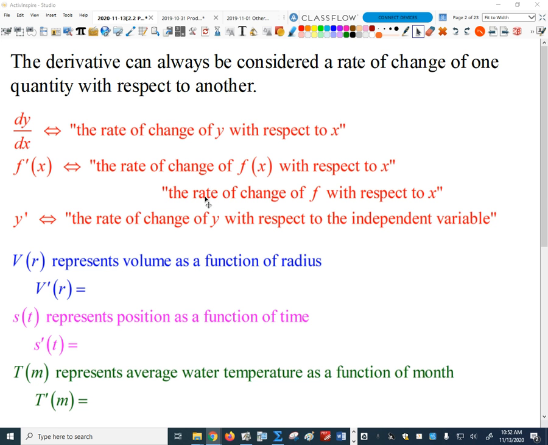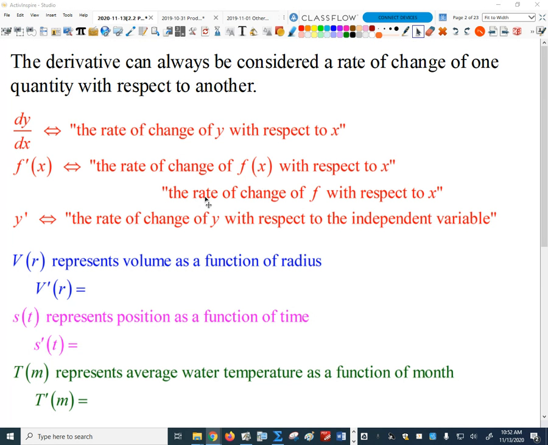Okay, so the derivative can always be considered as a rate of change of one variable or one quantity with respect to another. Now, we haven't really talked about it that way very much, but we're going to come up to some applications here of differentiation pretty soon where this is going to be our focus. It's going to be on relating different rates of change. Then we're just totally focusing on the rate of change aspect of the derivative.